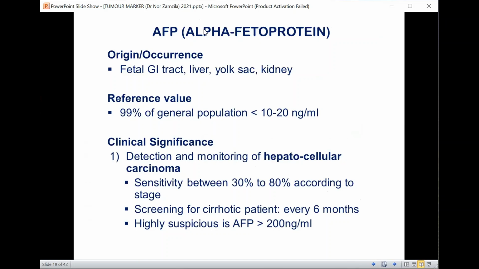Okay, so we move on to the first one, that is the alpha-fetoprotein. In the general population, it should be less than 10 to 20 nanogram per mil. The use of this alpha-fetoprotein is mainly, as I mentioned earlier, for detection and monitoring of hepatocellular carcinoma. We can use this alpha-fetoprotein for screening of patients with cirrhosis, because we know that cirrhosis patients are at risk of getting hepatocellular carcinoma. So for these cirrhosis patients, we can do alpha-fetoprotein every 6 months to screen for hepatocellular carcinoma.